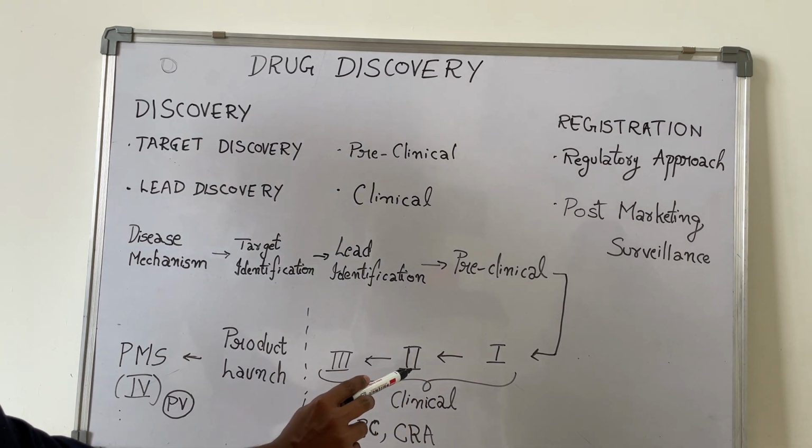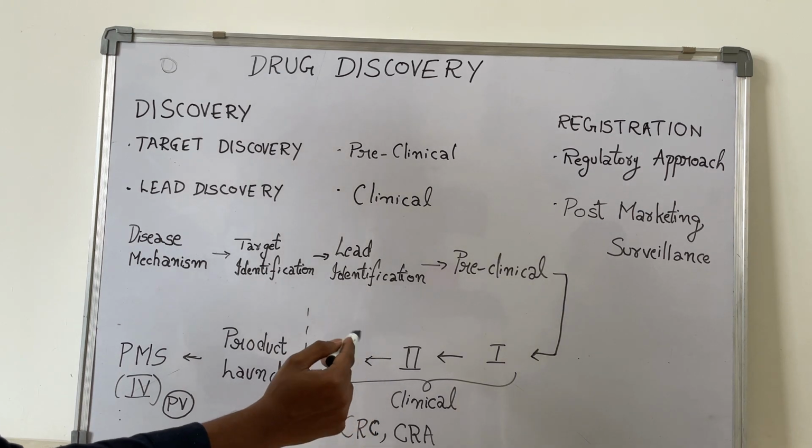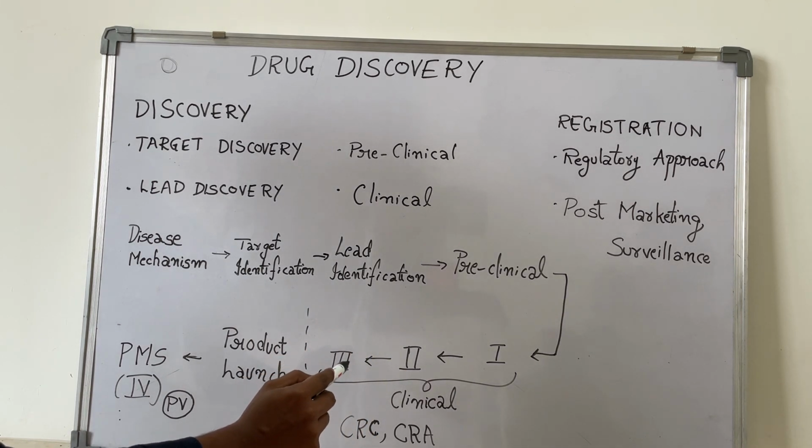Phase 2 can also be called therapeutic exploratory studies. In this, they will identify whether the drug will be useful for the patients or not. Next, phase 3 is called therapeutic confirmatory studies. What do they study? They will confirm the drug efficacy. They will identify whether it is safe.